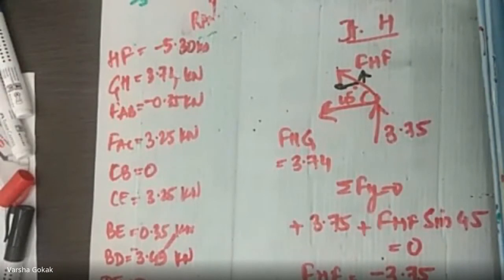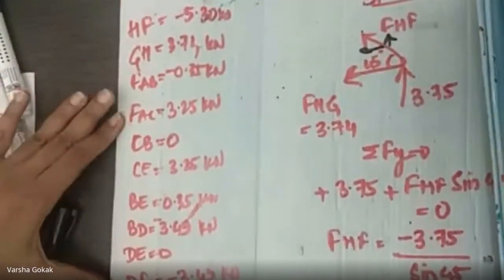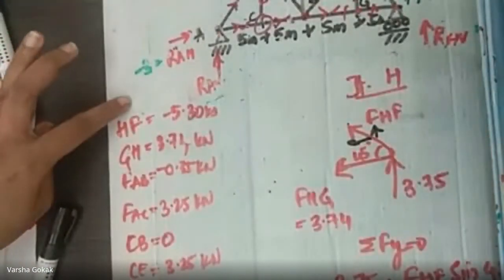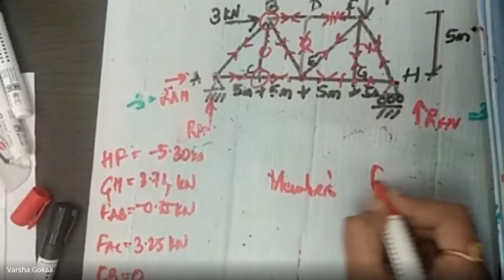So when you get this numerical, is any other member left? No, all are done. So when you get this numerical, you'll have to put up a tabular column at the end and write members and forces. On one side you will write members and on the other side you will write forces. It goes like this.